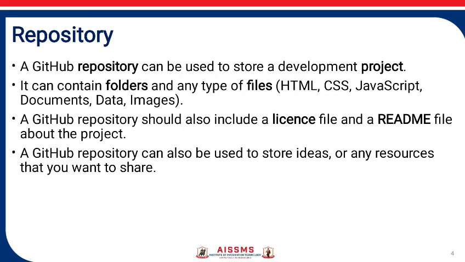A GitHub repository is used to store a development project. A repository can contain folders and files, code files such as HTML, CSS, and JavaScript, documents, datasets, and images. A repository usually includes a README file explaining the project, a license file defining usage rights. A repository can also be used to store ideas and resources for sharing.